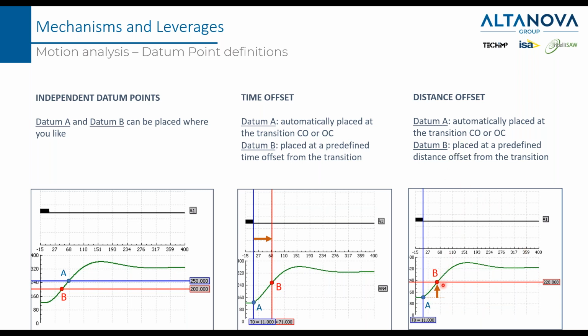Another possibility is, instead of deciding a time offset, you can decide to apply a distance offset. For example, it can be a percentage of the total stroke of the circuit breaker. Actually, this is the most used. The point B can be, for example, placed at 25% of the total stroke, or 75% of the total stroke. It's up to the operator or to the regulations that must be respected.